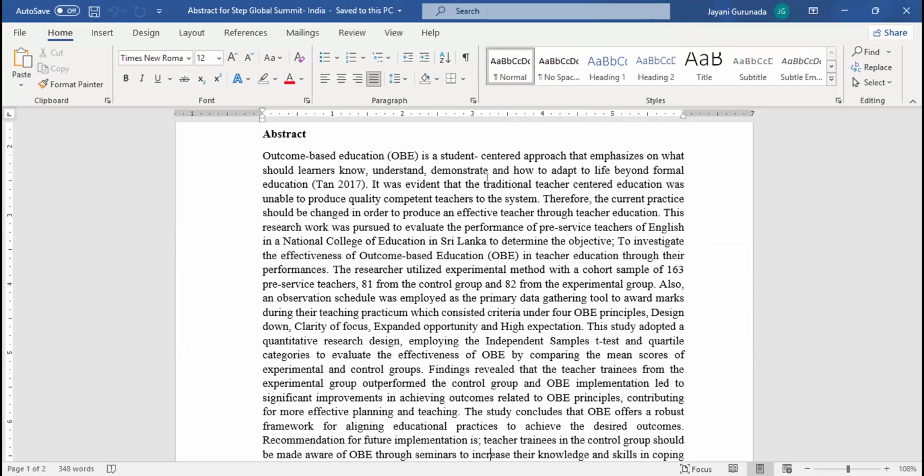Then also an observation schedule was employed as the primary data gathering tool to award marks during their teaching practicum, which consists of listed criteria under the 4 OBE principles. You can write about yours. So my OBE principles are design down, clarity of focus, expanded opportunity, high expectation. That is my theory in my research, right? You don't need to write the theories. You can write what you have.